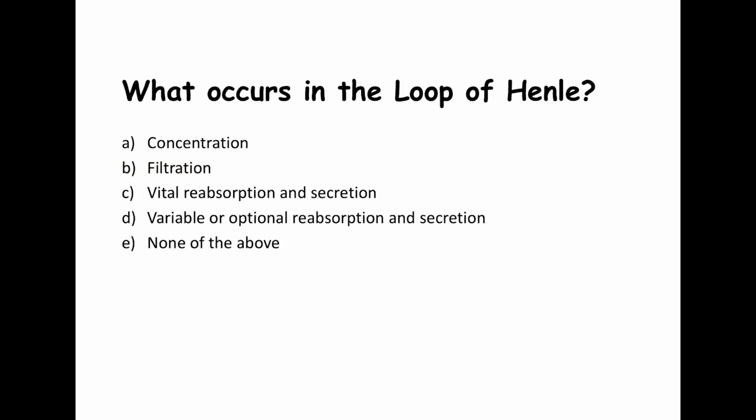What occurs in the loop of Henle? Same choices. All right, so obviously you know it's not going to be filtration. It is concentration. Remember, there are two loops to the loop of Henle. We have descending and ascending loops.